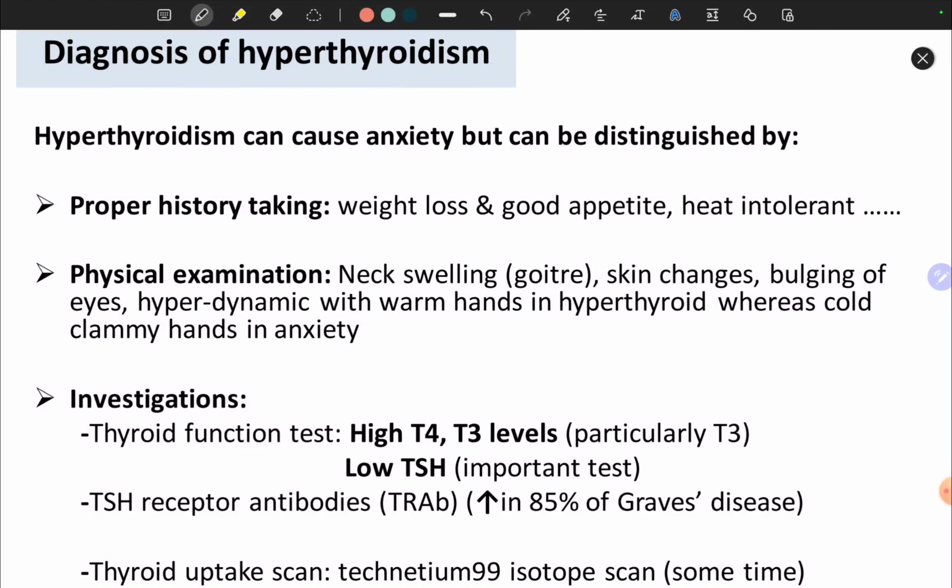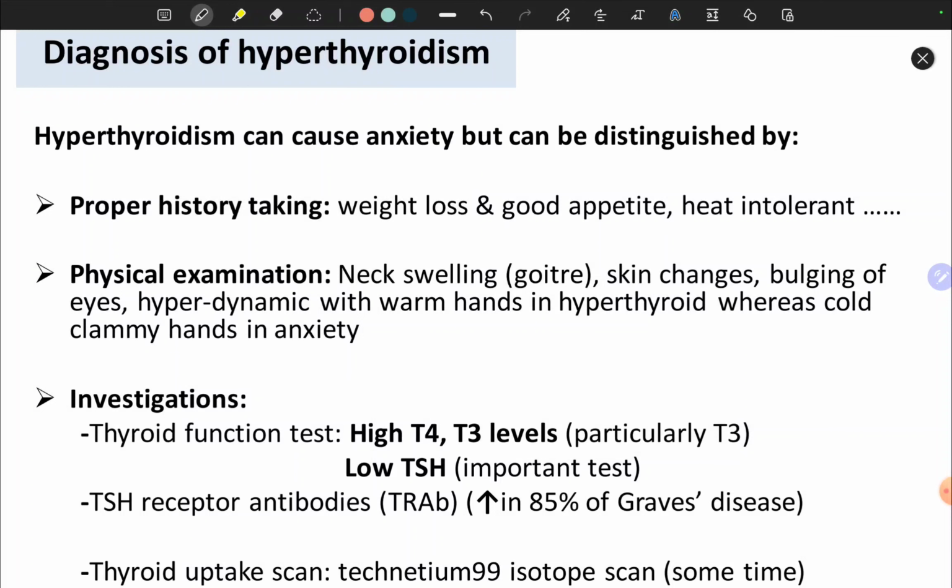Sometimes we need imaging, ultrasonography to begin with. Technetium 99 isotope scan to see whether it is uptaken by the gland or not.